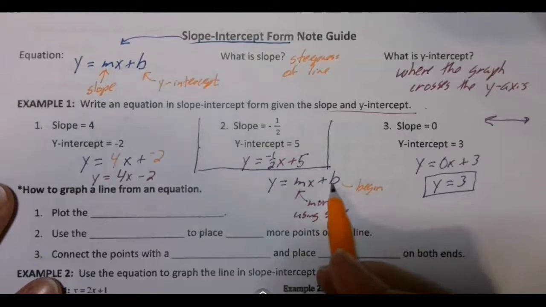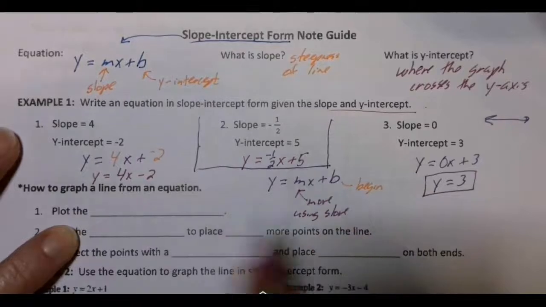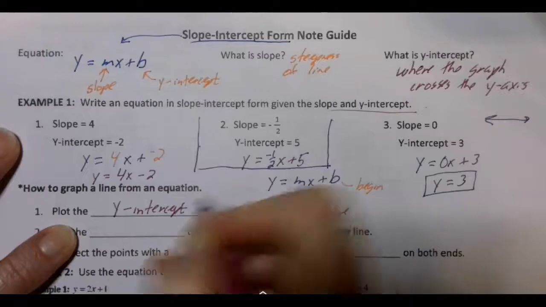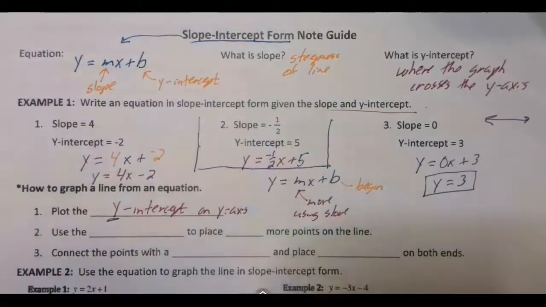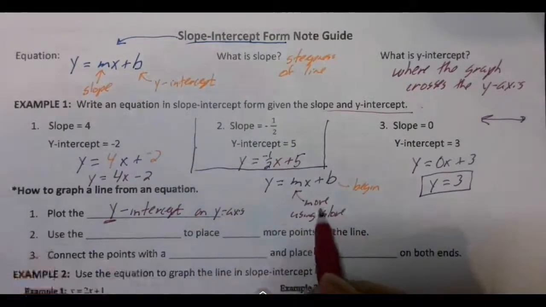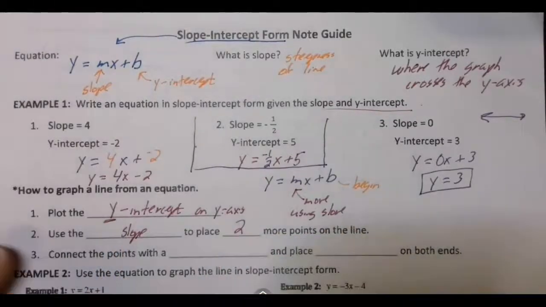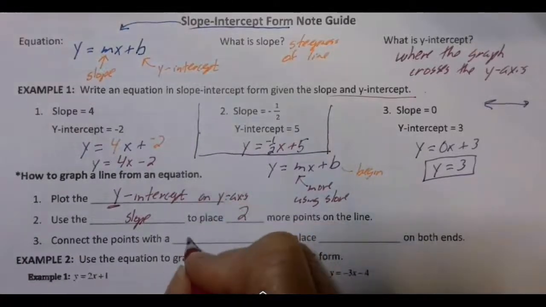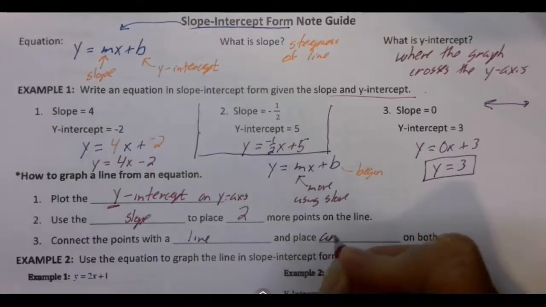We're going to begin with the y-intercept. So over here when it says how to graph a line from an equation, we're going to begin with the y-intercept. So we're going to plot the y-intercept on the y-axis. It doesn't seem like I should have to say this, but if it's the y-intercept, plot it on the y-axis. See how those match? Then we're going to move using our slope. So use the slope to place 2 more points on the line. And then we connect the points with a line, and place arrowheads on both ends.